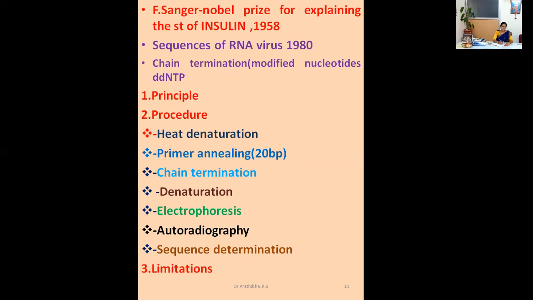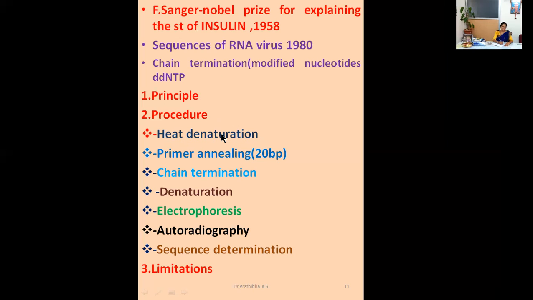The chain termination method requires single-stranded DNA to perform the determination of the DNA fragment. So the molecule to be sequenced is usually cloned into an M13 vector. M13, you know, is a bacteriophage. If you want a single-stranded DNA molecule and you introduce a double-stranded DNA molecule into the M13 vector, from the M13 vector you are going to get the single-stranded DNA. To perform this DNA sequencing, we compulsorily need single-stranded DNA. If we are providing double-stranded DNA, it will be subjected to heat denaturation.